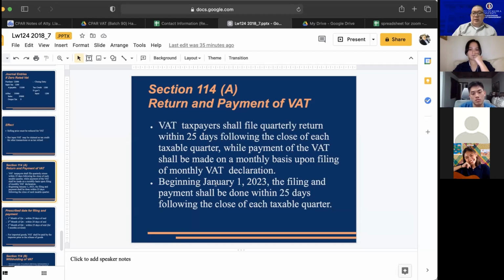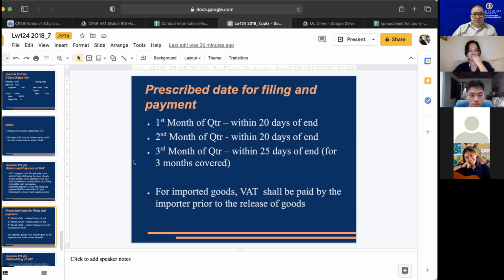So as part of the TRAIN law and ease of doing business, you will pay only once and file only once. Do you get it? Now, every month you have to pay, then at the end of the quarter, you file a return. What the TRAIN law wants is to file only once, not every month. Less work for the accountant, and less hassle also for small businesses. Okay.